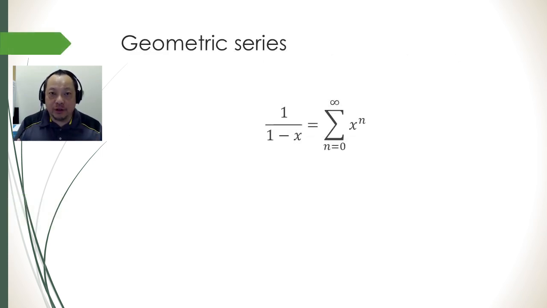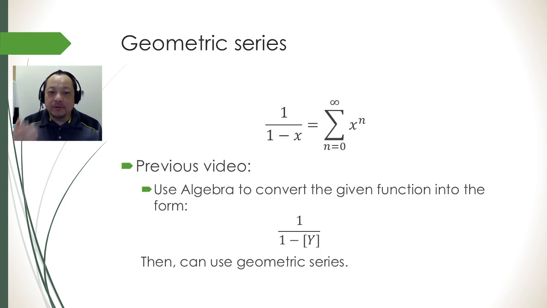So this is a geometric series, and the key is that the closed form is 1 over 1 minus x. In the previous video, I showed how you can use algebra to convert a given function into the form 1 over 1 minus something, right? That block of something. And once you have it in that form, then you can use a power series and take that block, whatever the block of y is, and plug it into the power series.